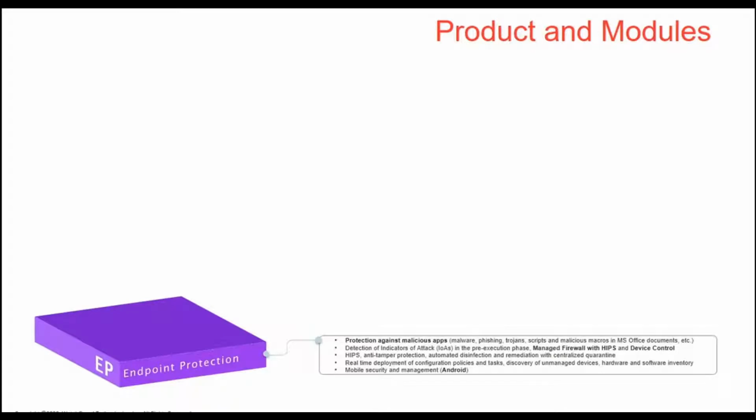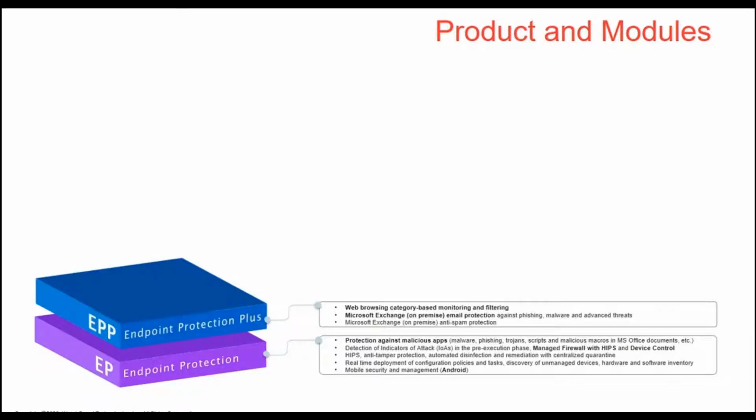One of the things that I just wanted to remind you here, this is something that I talked about in part one of this series, are the different modules that we have, like AD360 and so on, related to the Aether platform. So here it's starting with the endpoint protection. This is similar to your antivirus. And then you have the endpoint protection plus, which is your antivirus plus web browsing category-based monitoring and filtering, as well as more security for Exchange Server.